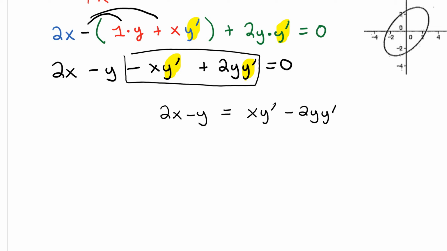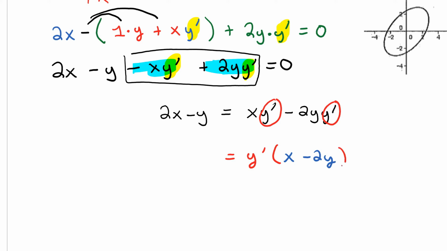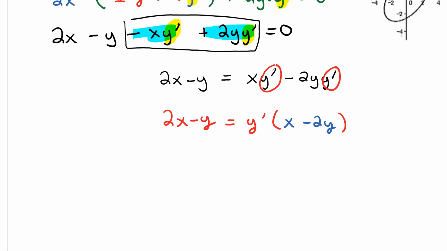Okay, so all I did there was I just grabbed these terms and moved them to the right-hand side. And after I do that, I'm going to factor out the y primes here. So that's going to be y prime, open bracket, and in the open bracket I would have x minus 2y, and then I would close the bracket there. And then I would have 2x minus y on the left-hand side.